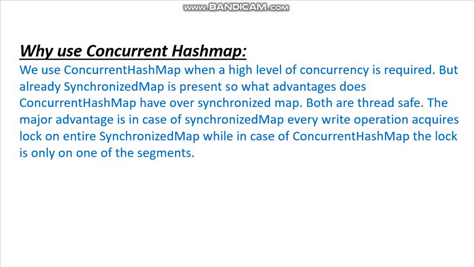We use ConcurrentHashMap when a high level of concurrency is required in your application or in your project. But a synchronized map is already present, so what advantage does ConcurrentHashMap have over synchronized map? The ConcurrentHashMap and synchronized map both are thread safe. The major advantage is that in case of synchronized map, every read-write operation requires a lock on the entire synchronized map, while in case of ConcurrentHashMap, the lock is only on one of the segments, and only for write. We will learn about that difference in more depth.